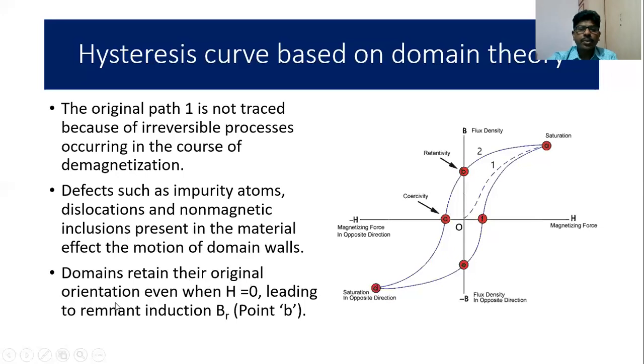Domains retain their original orientation even when H is equal to 0, leading to remnant induction Br. So though we are still further decreasing over here, you can see that though H has become equal to 0, B is not equal to 0. There is some amount of magnetization that is present, OB. That is known as remnant induction or retentivity.